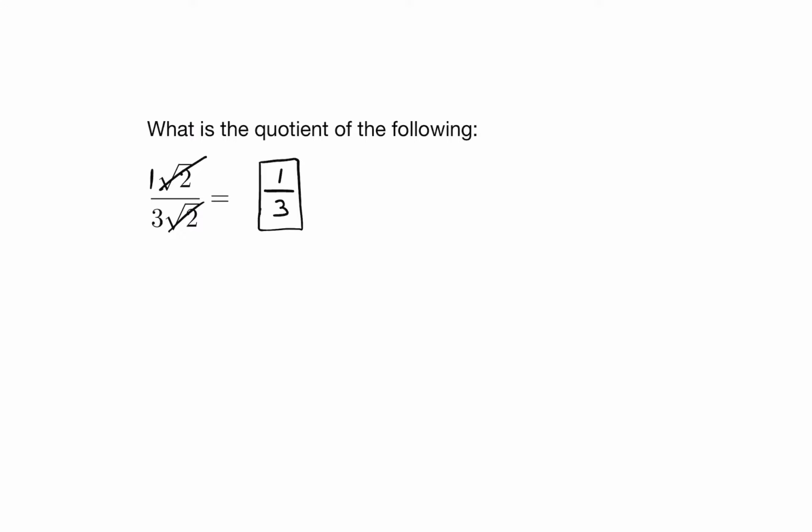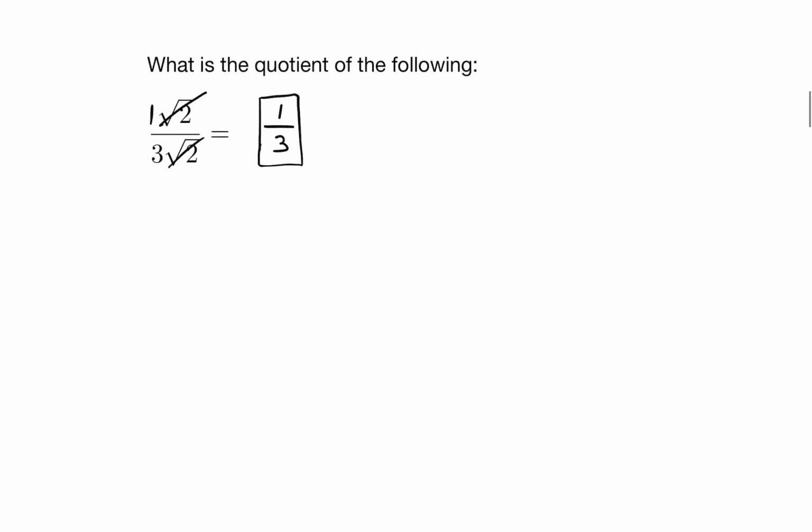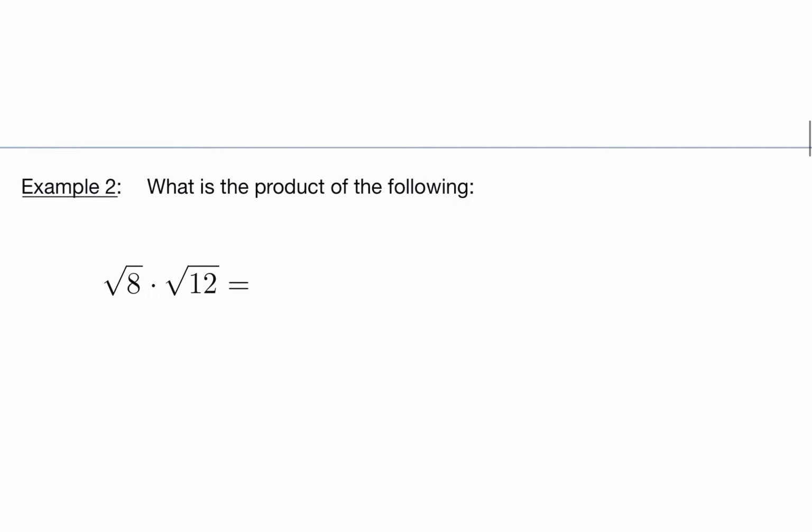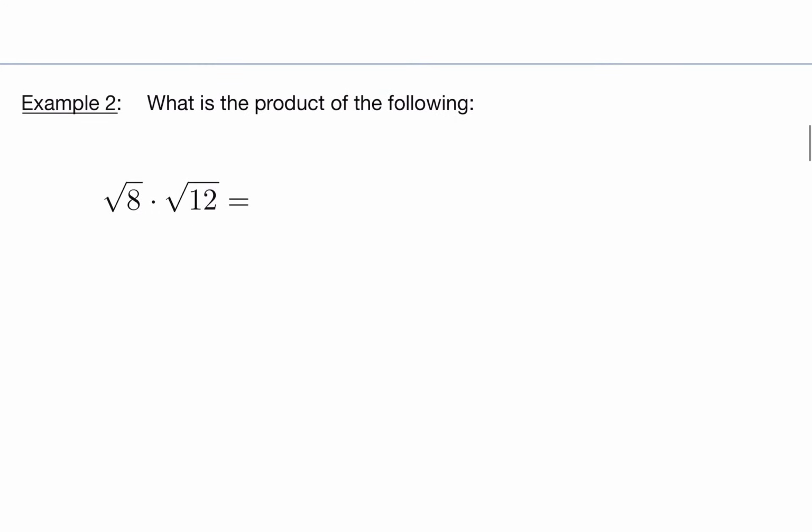Okay, let's go ahead and move on to example number 2. Here we're looking for the product of square root of 8 times the square root of 12. Again, we can multiply these together and put them under one radical sign. So this equals, oops, let me rewrite that again, 8 times 12, okay? Notice I didn't multiply them together yet.